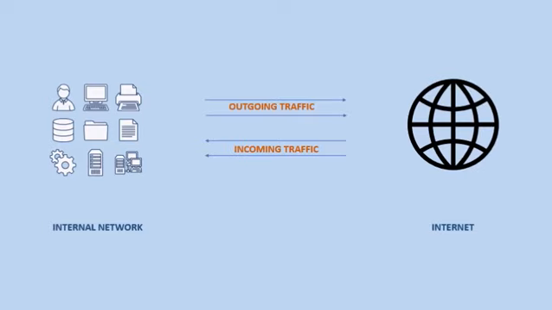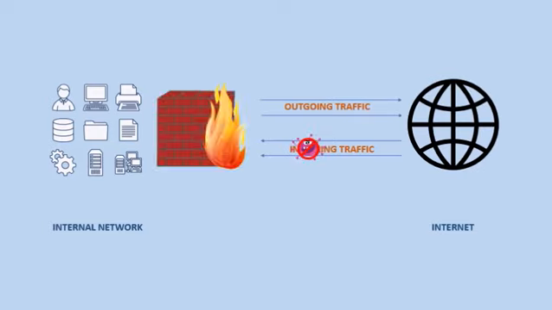So to save our internal network, we need a device. The device we are using here is the firewall. What a firewall does is that it blocks the malicious frames or data from entering our internal network and makes it safe and secure.